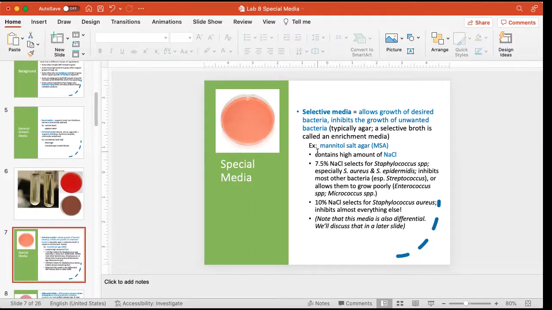Now, this kind of media, mannitol salt agar, selects for Staphylococcus. Staphylococcus species, that's what the spp. stands for. It's especially useful for growing Staphylococcus aureus and Staphylococcus epidermidis. We'll talk a little bit more about those organisms in a minute. Remember, all selective media are going to select for some kind of bacteria and select against other kinds of bacteria. So this one selects for Staphylococcus, and it selects against pretty much every other kind of bacteria.